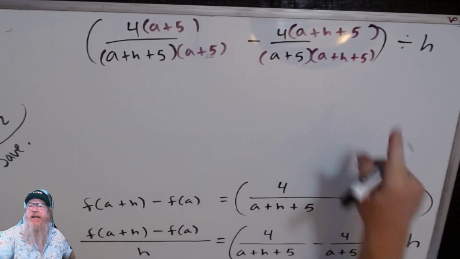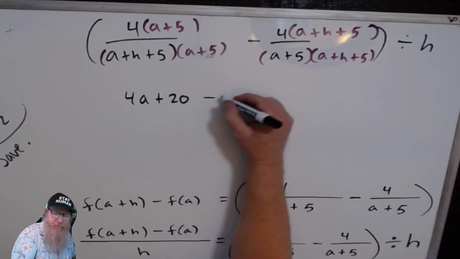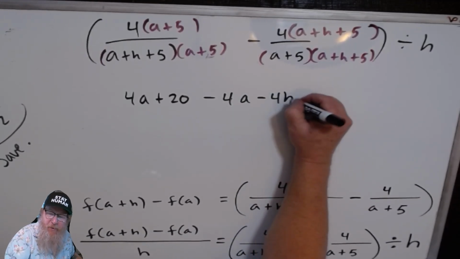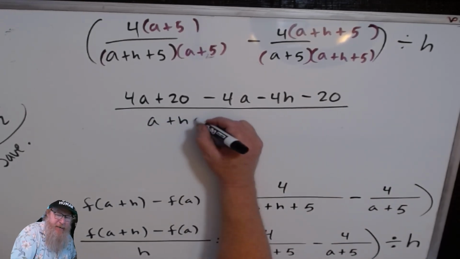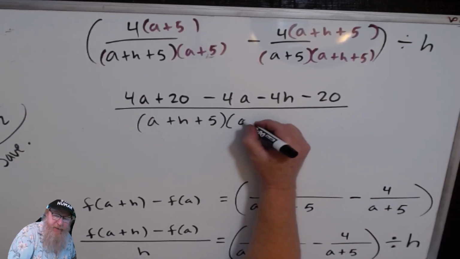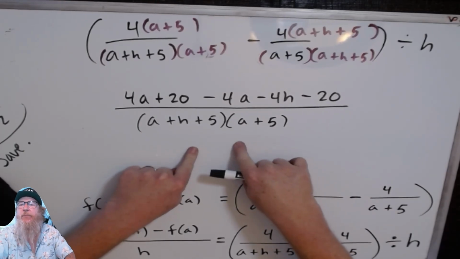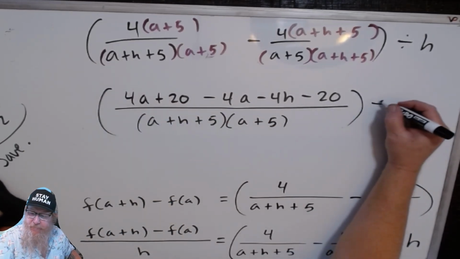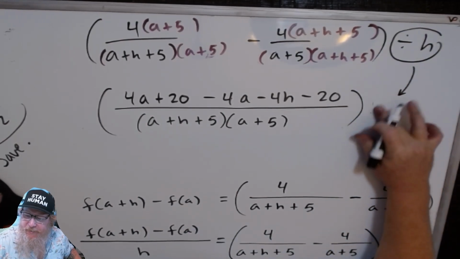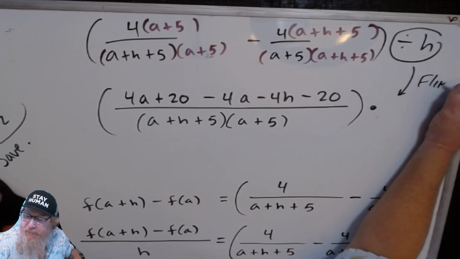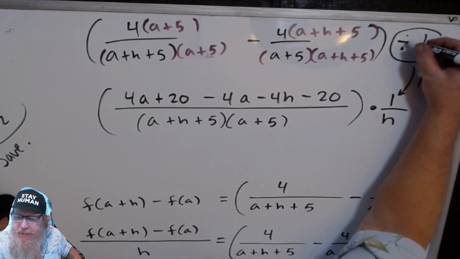And then after I clean all this up, then I'll take the limit. So I've got 4a plus 20 minus 4a minus 4h minus 20 all over a plus h plus 5 and then a plus 5. So once the denominators have been made to be the same, I just write it one time. And then watch what I do with this division. Old school division. Flip and multiply. So it's going to become 1 over h, and I'm changing it to multiplication.